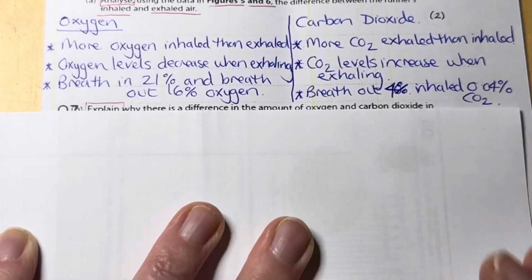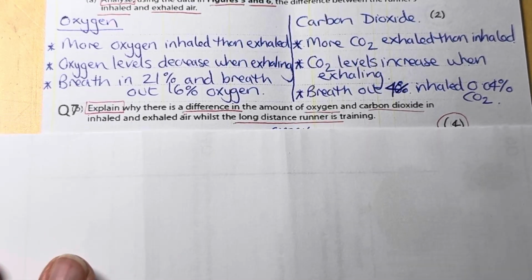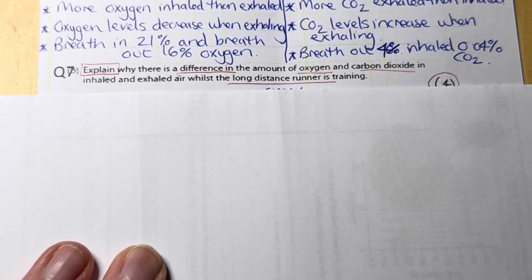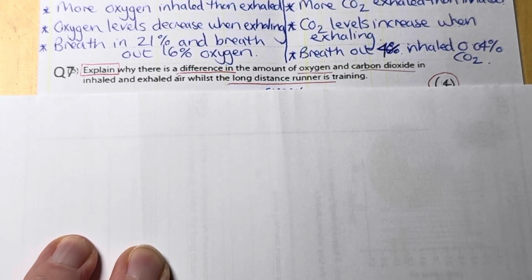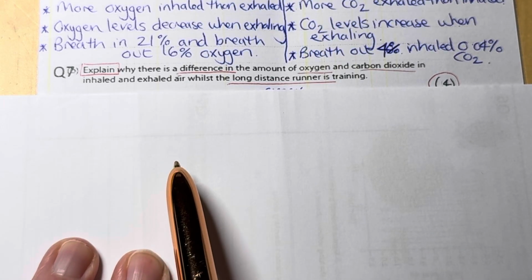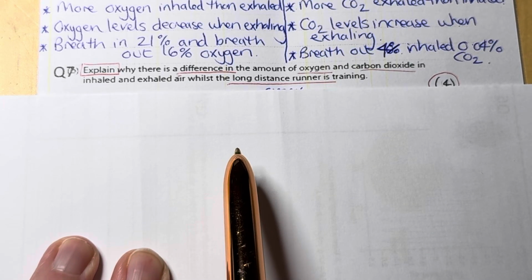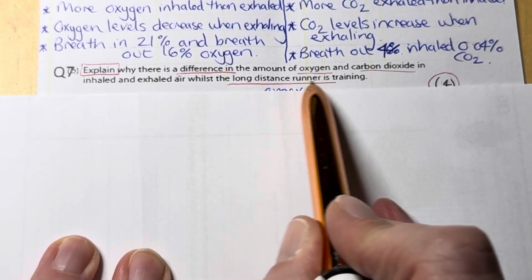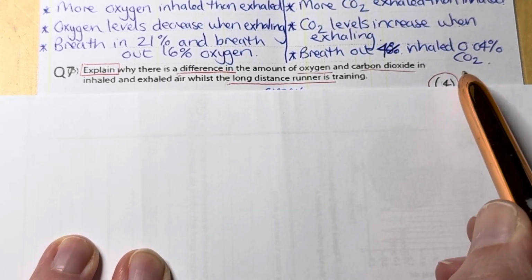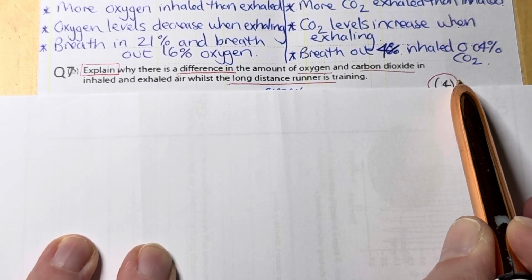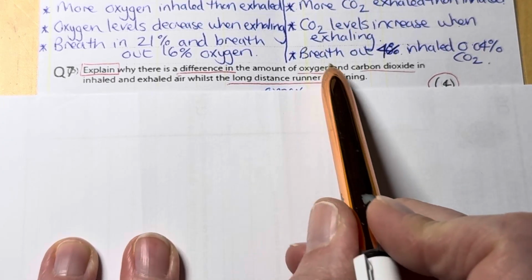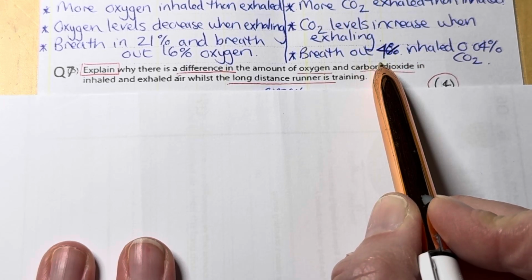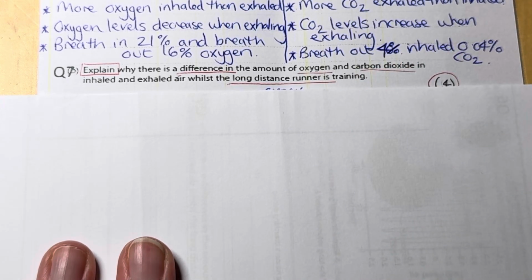Okay, final question. Explain why there is a difference in the amount of oxygen and carbon dioxide in inhaled and exhaled air whilst the long distance runner is training. So we're continuing with this long distance runner, and this is worth 4 marks. So we've got 2 marks available for talking about oxygen, and we've got 2 marks available for talking about carbon dioxide relating to the long distance runner.